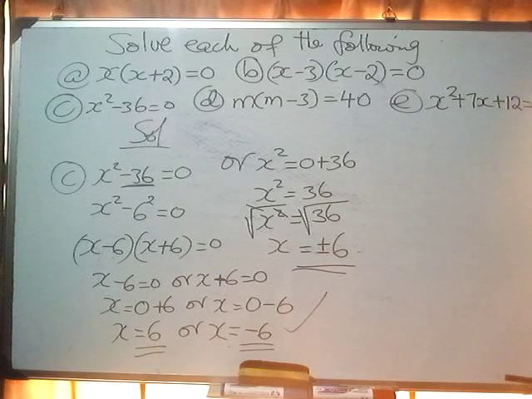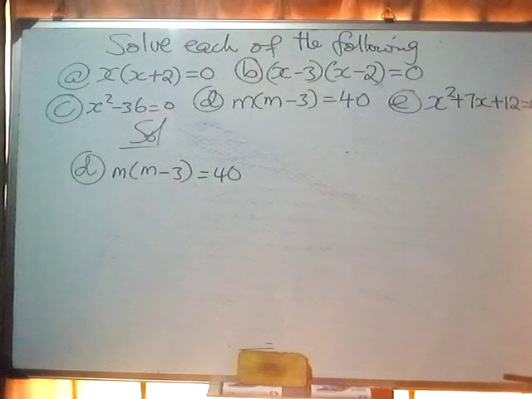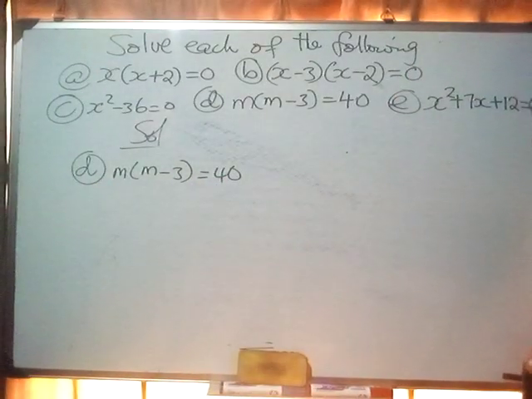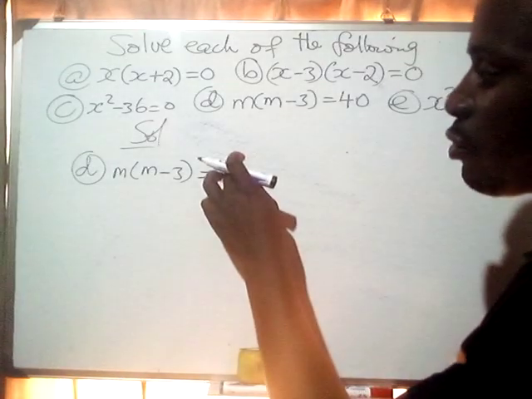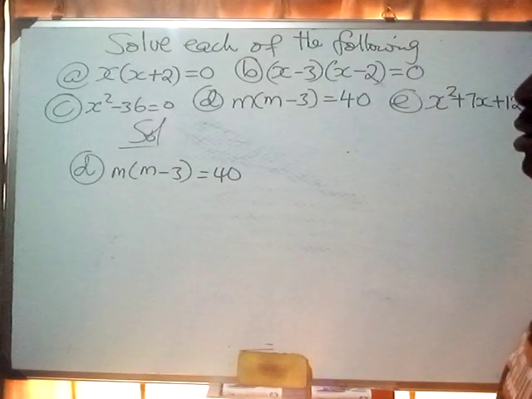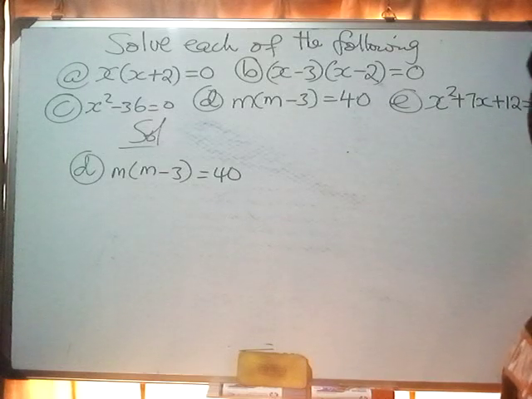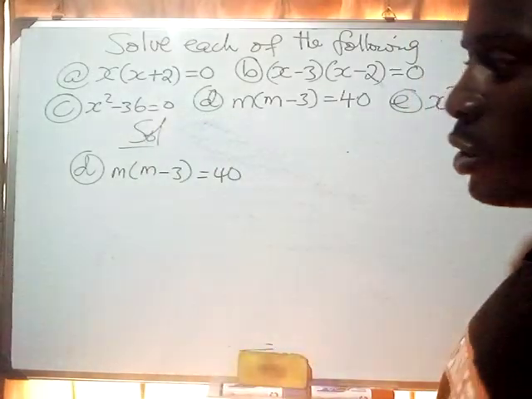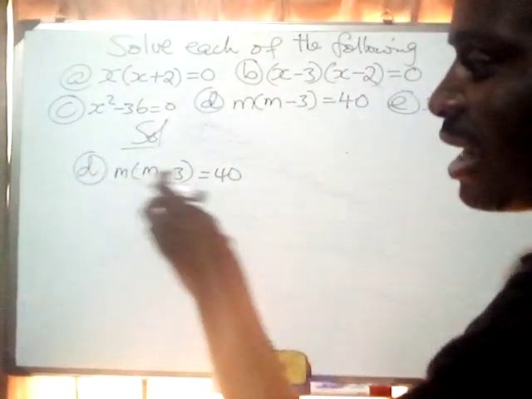So let us look at example number D. Question number D, it is like this. When the question is like this, it is not equal to 0, so we can't use the zero product rule. So we have to move this one to the other side, and this has to be expanded.